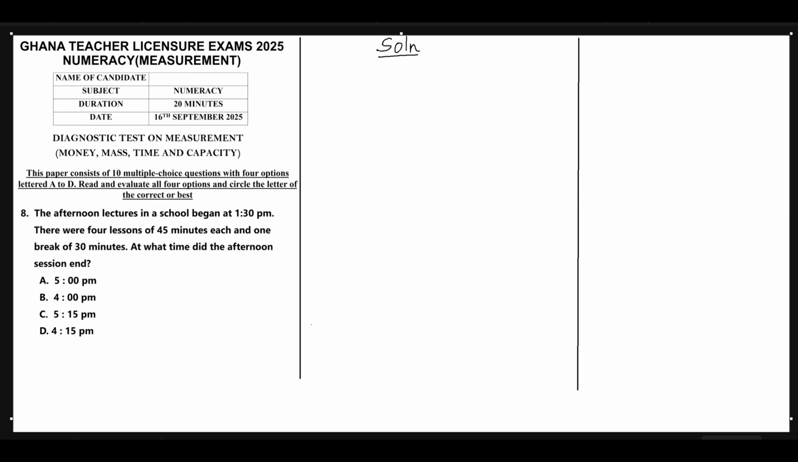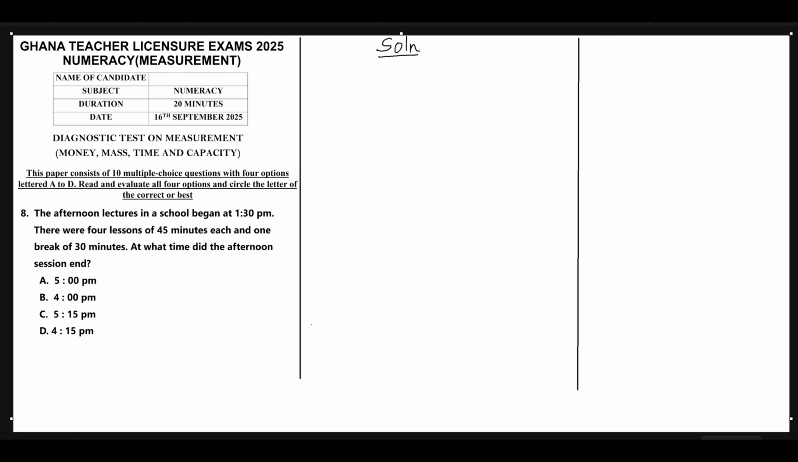Question 8. The afternoon lectures in the school began at 1:30 p.m. There were 4 lessons of 45 minutes each and 1 break of 30 minutes. At what time did the afternoon section end? So, in the afternoon section, we are told that it began at exactly 1:30 p.m. Now, this was the sequence of occurrences for the afternoon lectures.